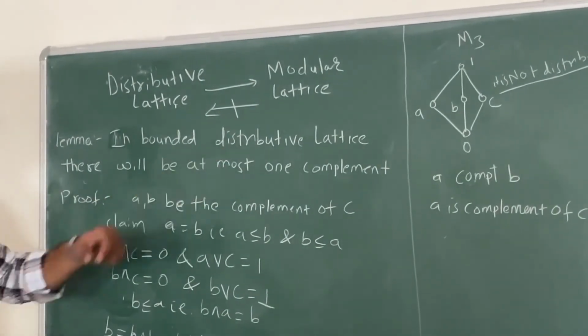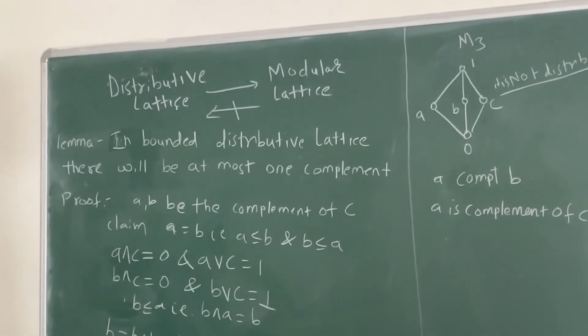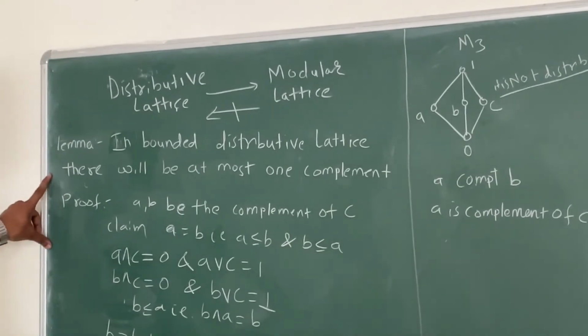We can skip the definition of distributive lattice. Using this lemma, we can easily check whether the given lattice is distributive or not. That means what is being said is that we can use this lemma to show that something is not distributive. If we have a bounded lattice and one element has more than one complement, then obviously it cannot be distributive. Is this clear?